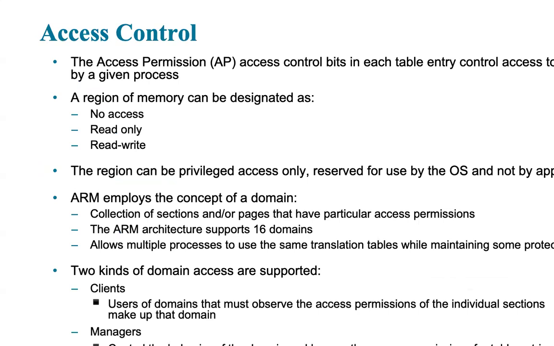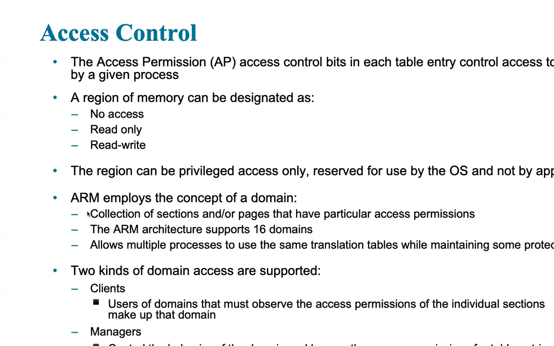So then we also have access control. The access permission (AP) access control bits in each table entry control access to a region of memory for a given process. A region of memory can be designated as no access, read only, or read and write. So if you have your program loaded in your computer, you want to only provide read only to the user. Protected memory would be the things that the operating system is going to use. The region can be privileged access only, reserved for the use of the OS and not by applications.